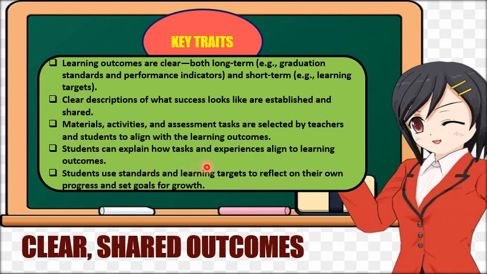Next is students can explain how tasks and experiences align to learning outcomes. So this helps ensure teaching and learning activities enable students to develop the knowledge and skills in the learning outcomes and prepare for formal assessment. Next is students use standards and learning targets to reflect on their own progress and set goals for growth.